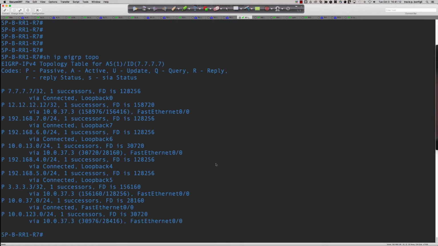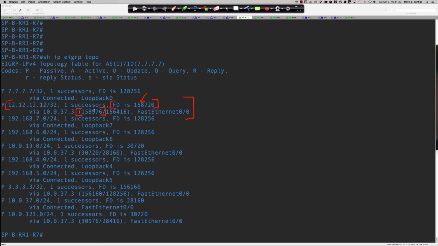And now this is very, very interesting, isn't it? So here's the 12, 12, 12. That again, and if there were more prefixes over there that we were learning through 3, we would see this exact same behavior. But I'm focusing it just on this one to keep it simple. So here's my feasible distance, right? It's still 158,720. But looky what just happened here.